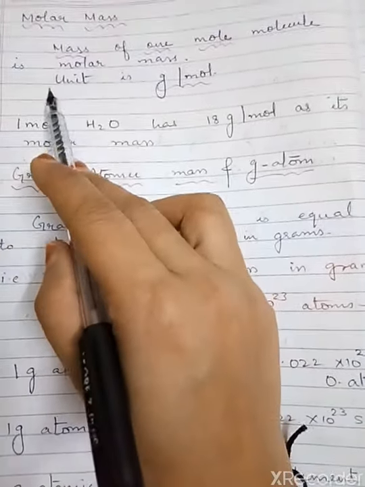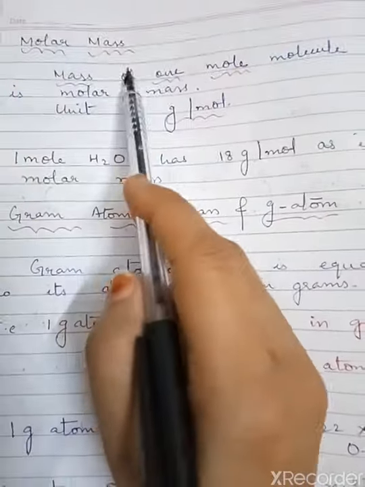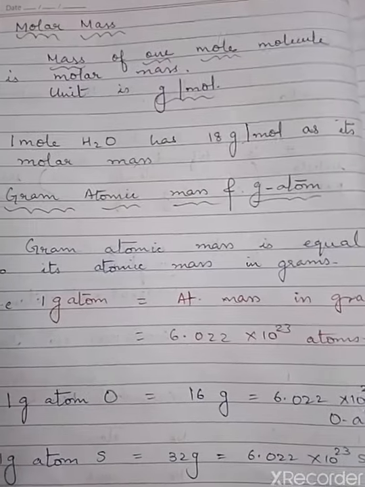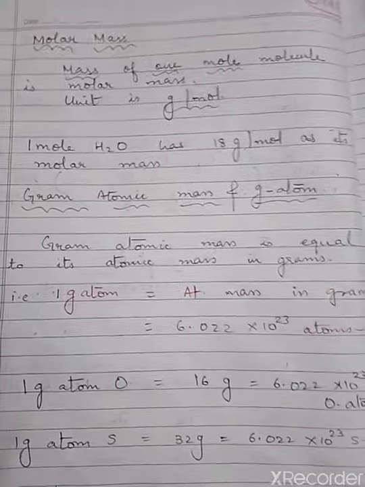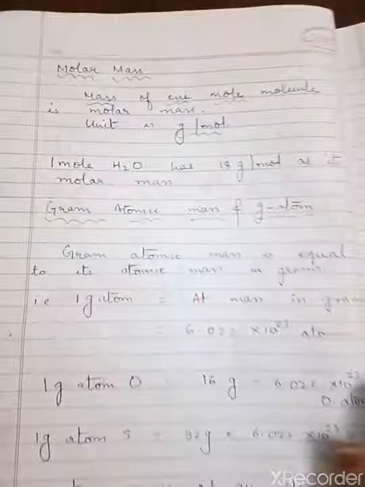So the first term in the mole concept that we have done is molar mass, because we know 1 mole will have the Avogadro number of things, and these Avogadro number of things will have how much mass? That is called molar mass.